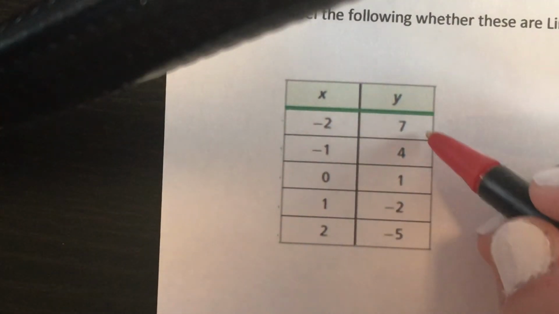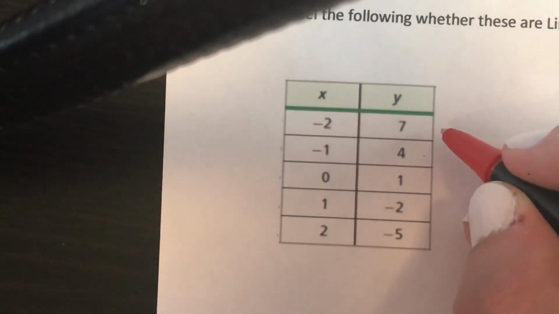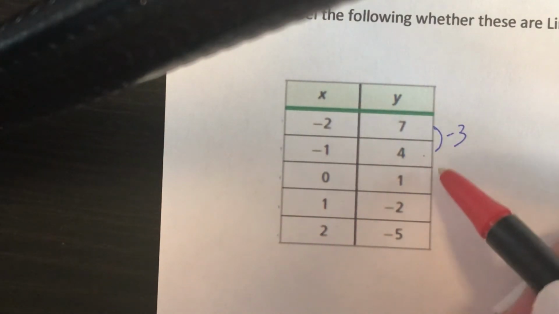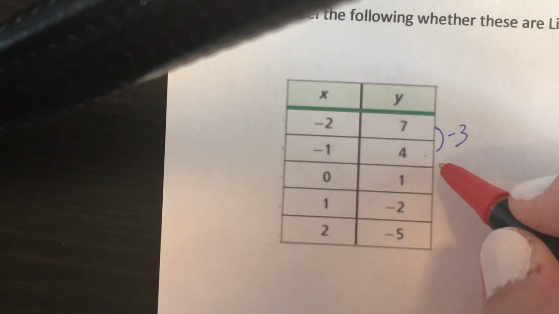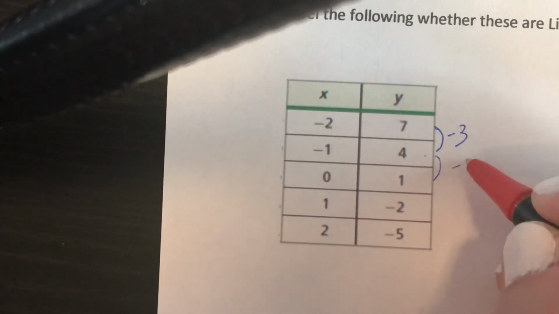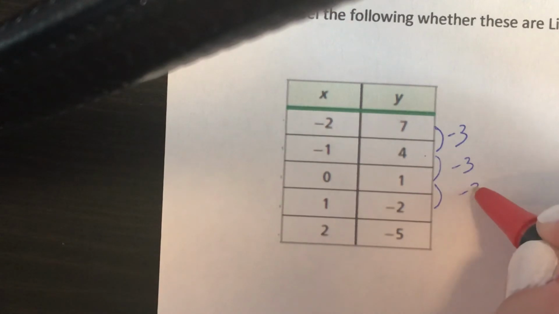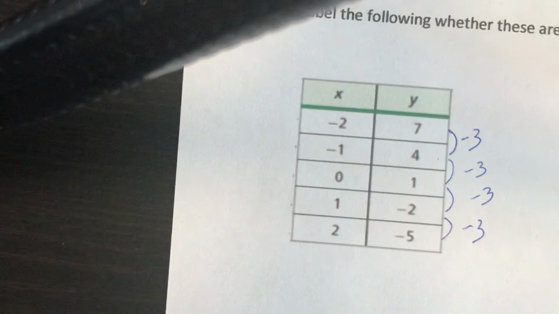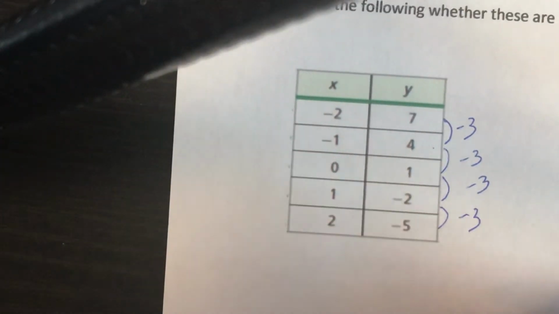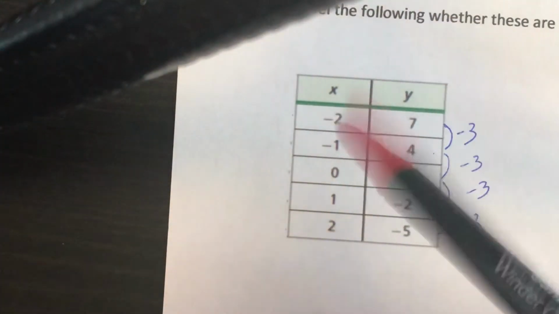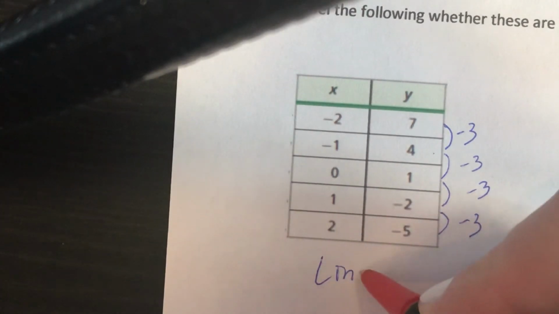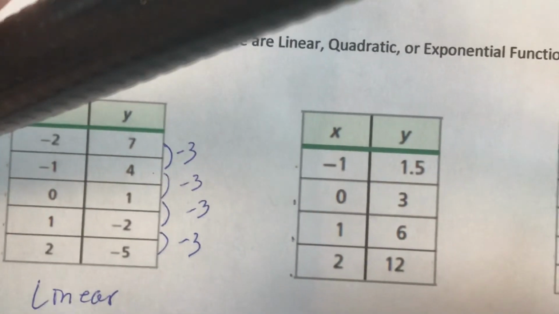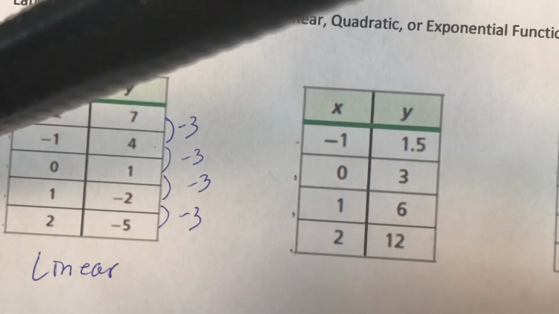All right, so from 7 to 4, we are subtracting 3, right? And then I would always start with whether I'm adding or subtracting by the same amount because it's the easiest to see. 4 to 1, we're subtracting 3. 1 to -2, subtracting 3. -2 to -5, subtracting 3. Okay, so we know that this is a linear function. Okay? Then we'll move on to this next one.